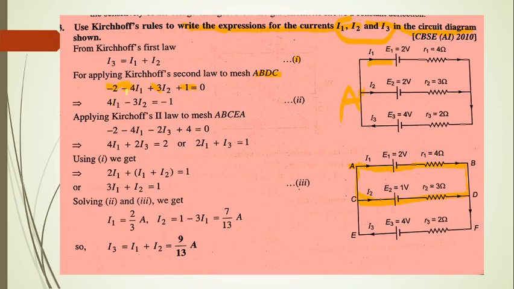Again, simplify this equation after rearranging the terms. 4I1 minus 3I2 equals minus 1. This is the second equation.